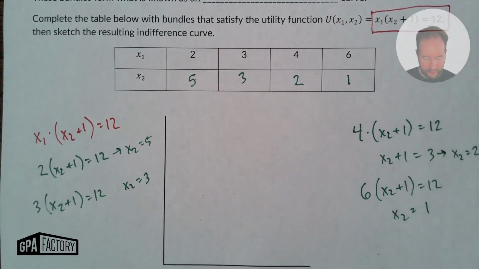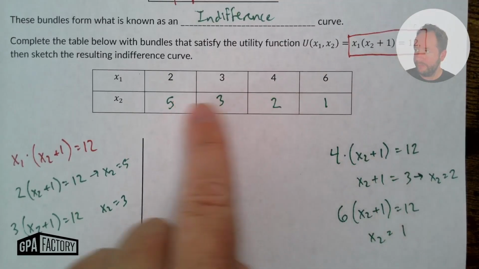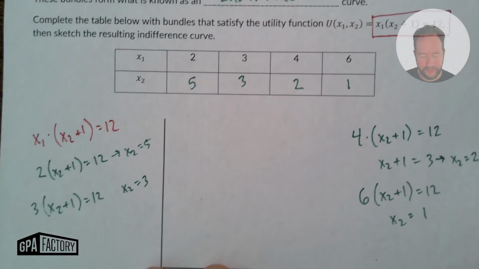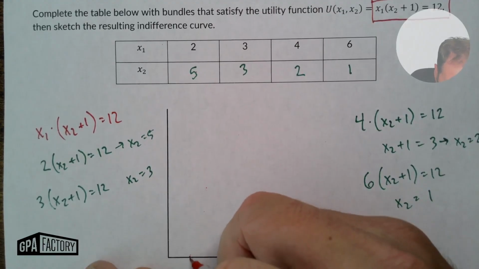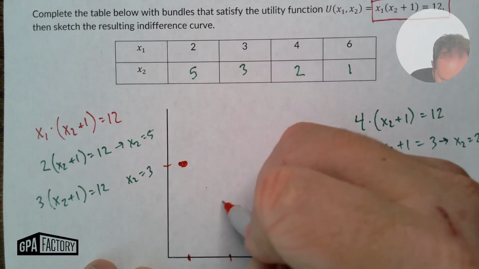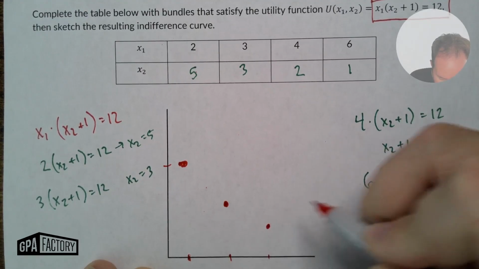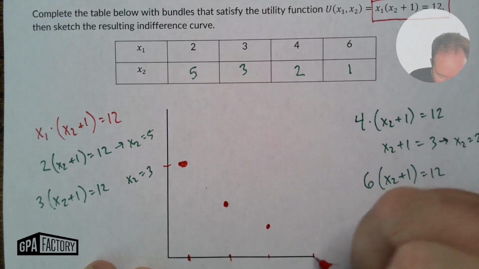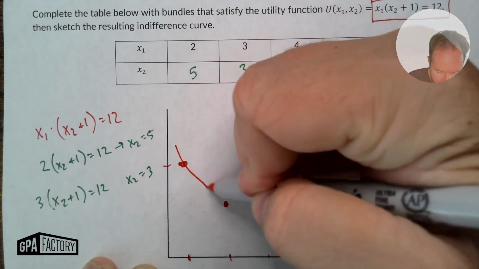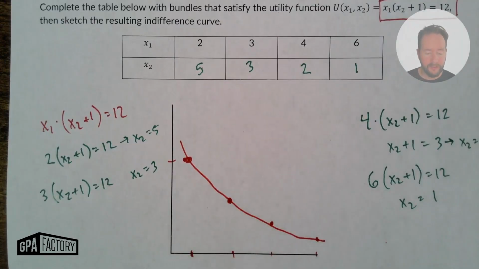Let's plot them on the same indifference curve. Okay, again, just to remind us, why are these all going to be on the same indifference curve? Because these points, when plugged into this utility function, always give us a utility of 12. So 2, 5, 3, 3, 4, 2, and 6, 1. So here we have that indifference curve. Every point on this curve indicates a utility of 12.